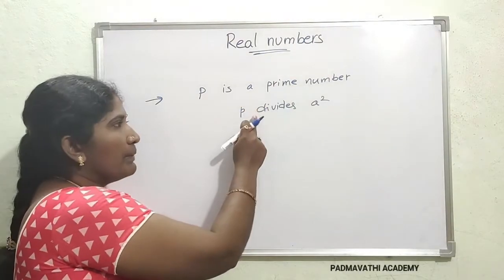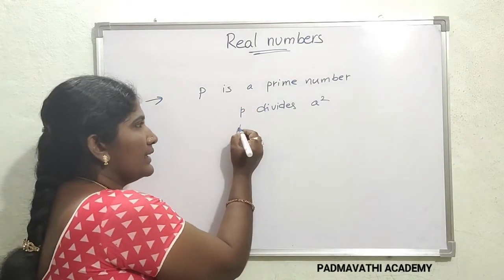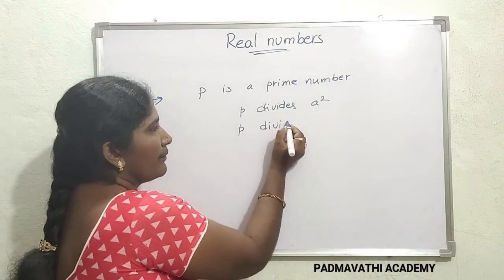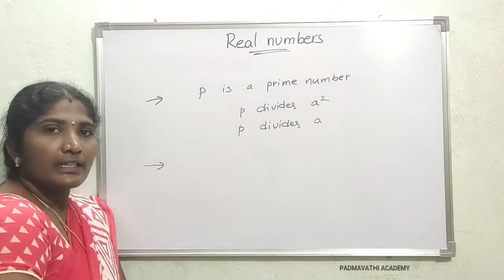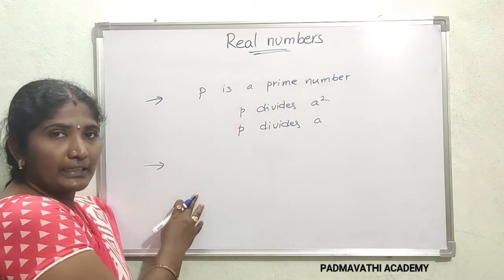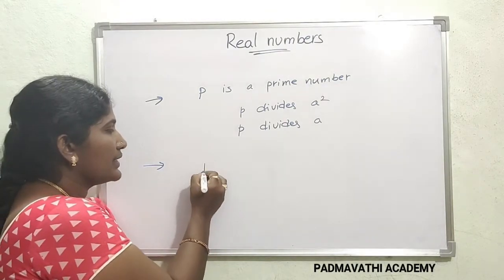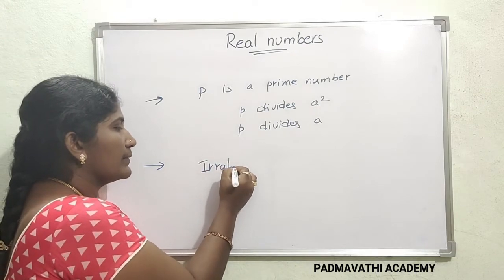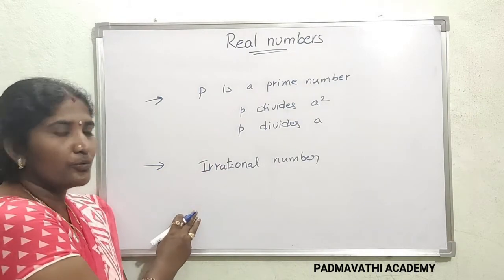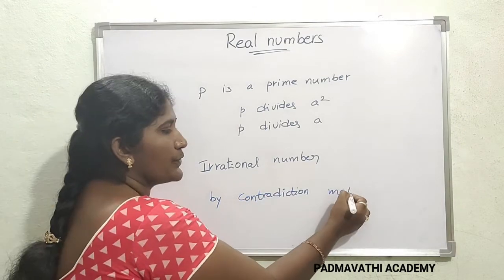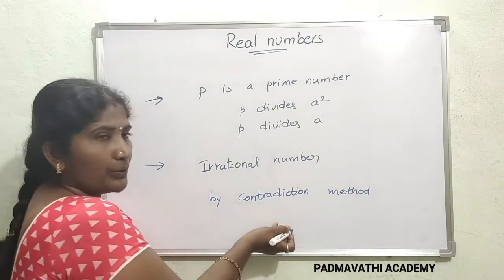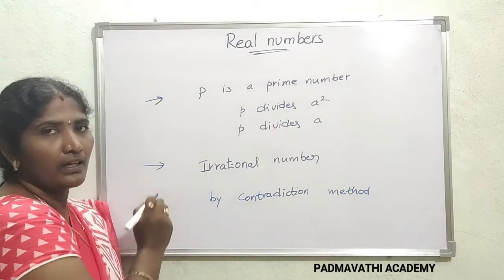Next concept: if p is a prime number and p divides a square, then p divides a also. This is one more concept in this topic. Next concept in this topic is how to prove that a given number is irrational. For this purpose, a small technique we can use. By the contradiction method we can prove it. We use the contradiction method to prove whether the given number is irrational or not.